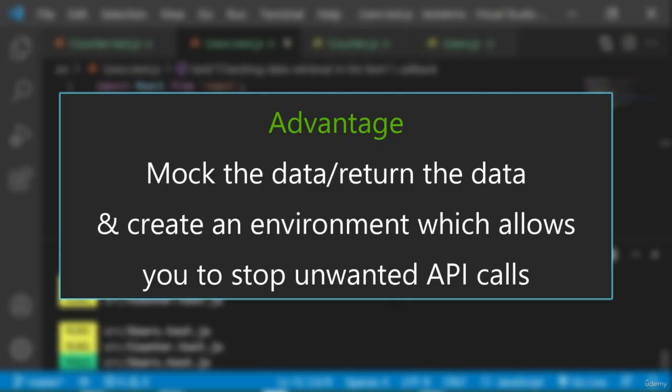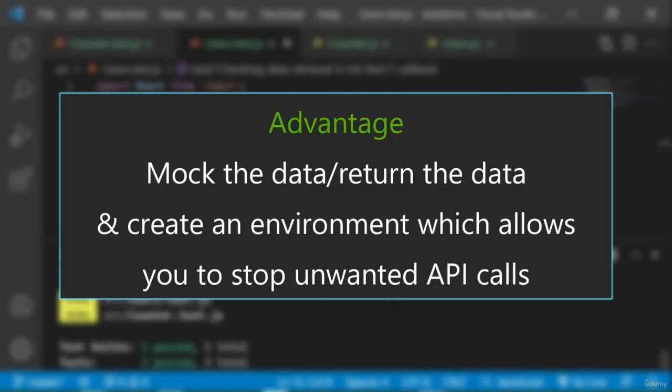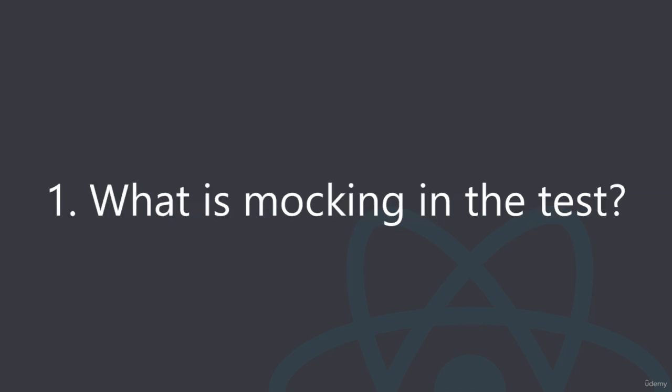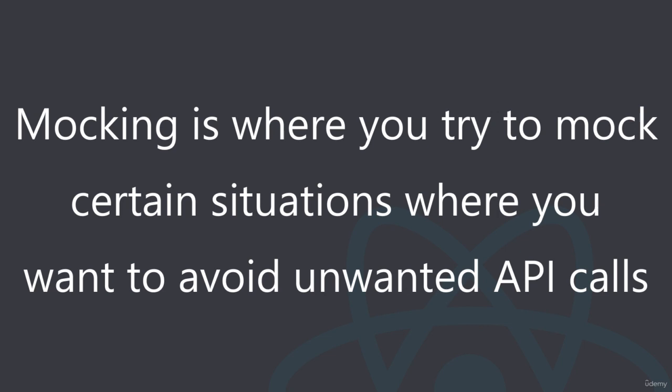So this is the advantage. You just mock the data, you return the data, you create an environment which allows you to stop those unwanted calls of API. If you talk about a relative question, then the question can be what is mocking in the test. So basically you try to mock certain situations where you want to avoid unwanted calls.